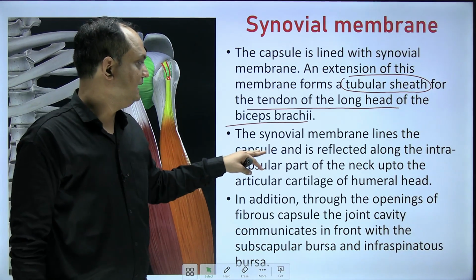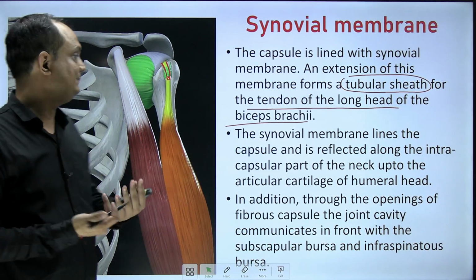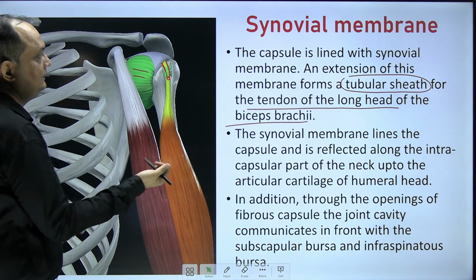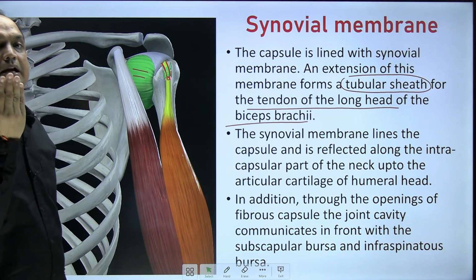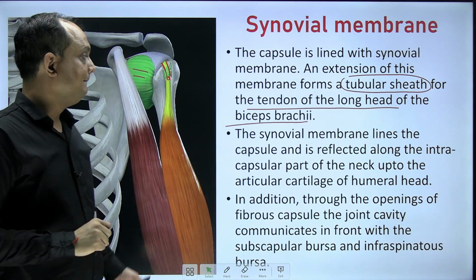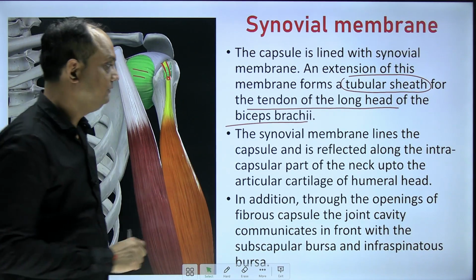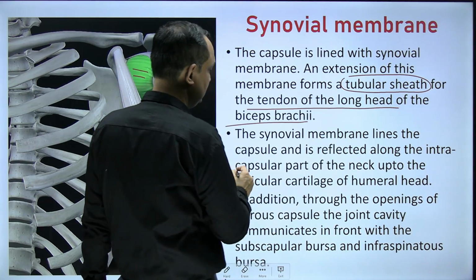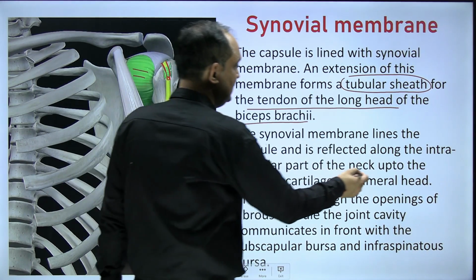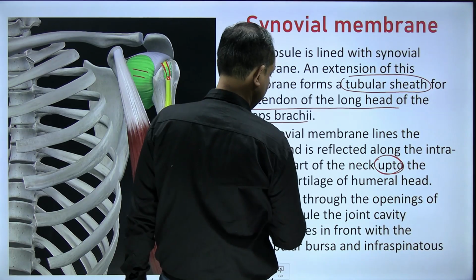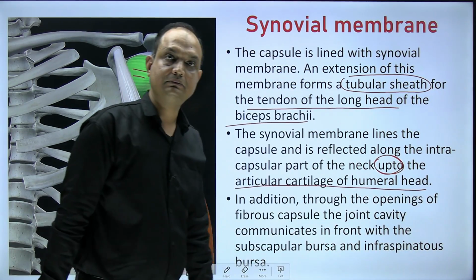So the synovial membrane lines the capsule. Inside the capsule, if I cut this capsule, you will find that either side is lined by the synovial membrane. But my dear students, this synovial membrane reflects along the intracapsular part of the neck up to the articular cartilage of the humeral head.